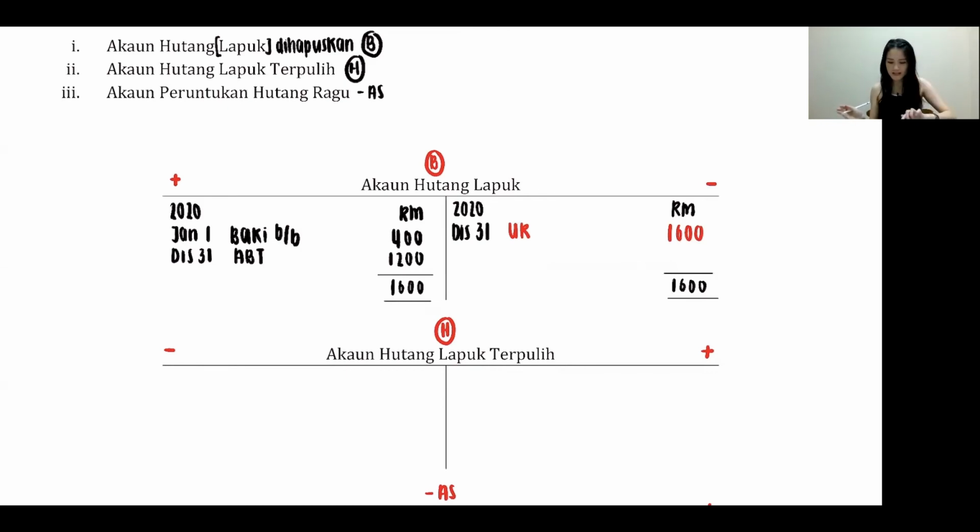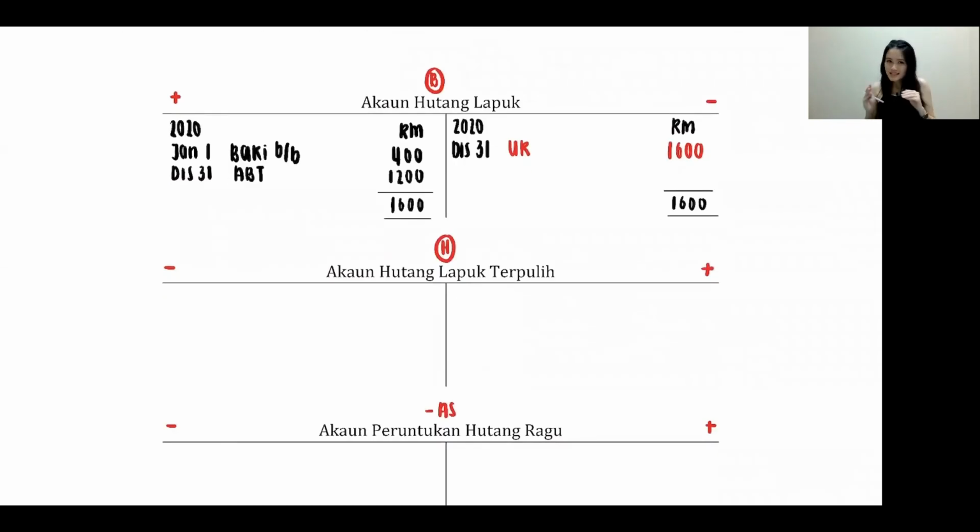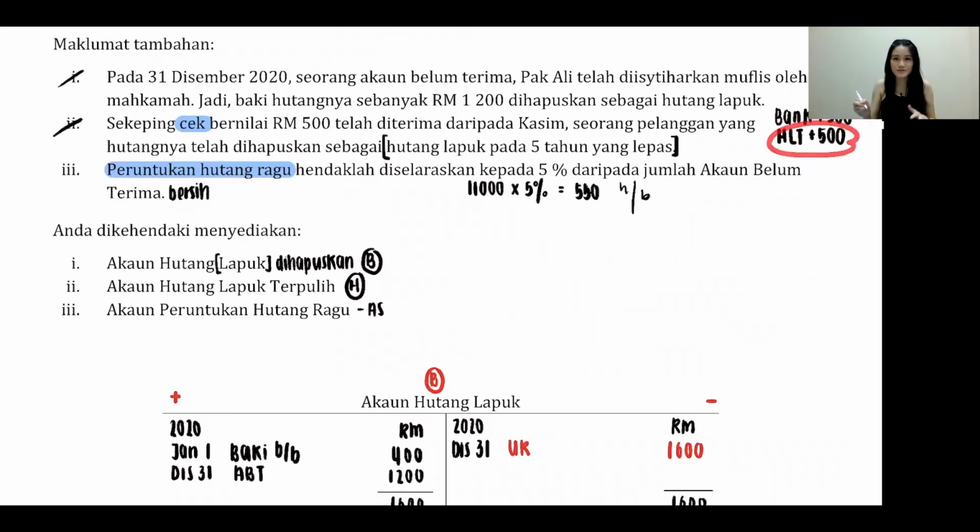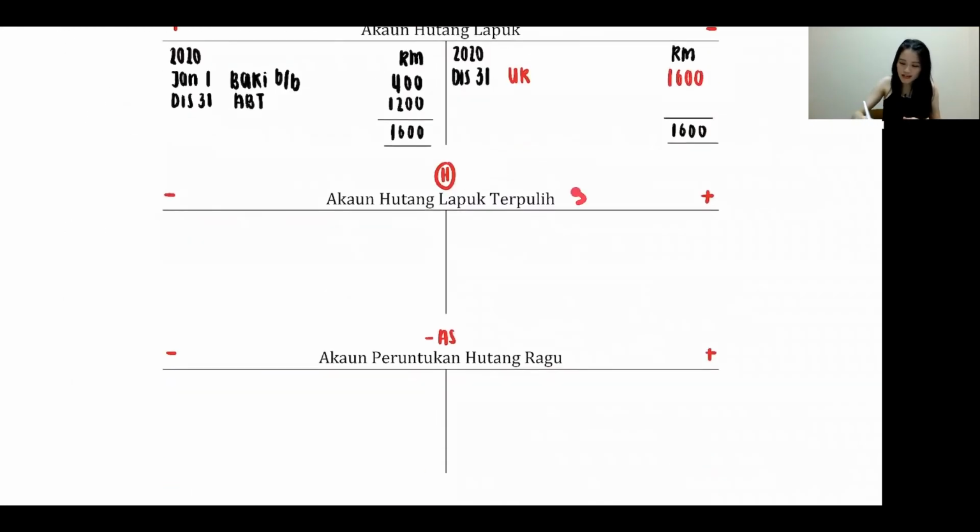Finish. Next, hutang lapuk terpulih. Same thing as well, but I don't have baki BB, so it's much easier because it only has 31st December. Where? Up here, the 500 ringgit. We said we wanted it to plus 500, but from where? They explain for each other. So let's go to the positive side of hutang lapuk terpulih and put in 2020 December 31st, and it's 500 ringgit.